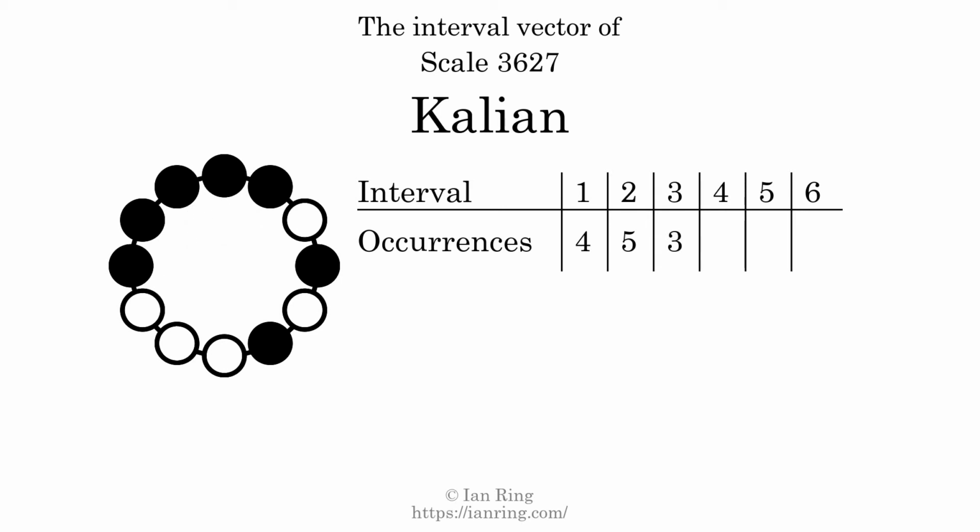There are 3 intervals with the size of 3 semitones. They are here, here, and here. There are 4 intervals with the size of 4 semitones. They are here, here, here, and here. There are 3 intervals with the size of 5 semitones. They are here, here, and here.